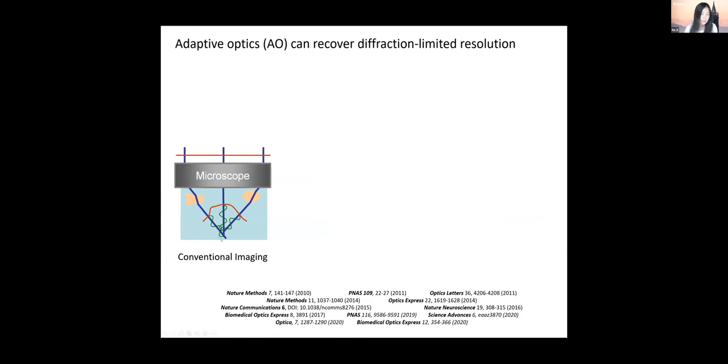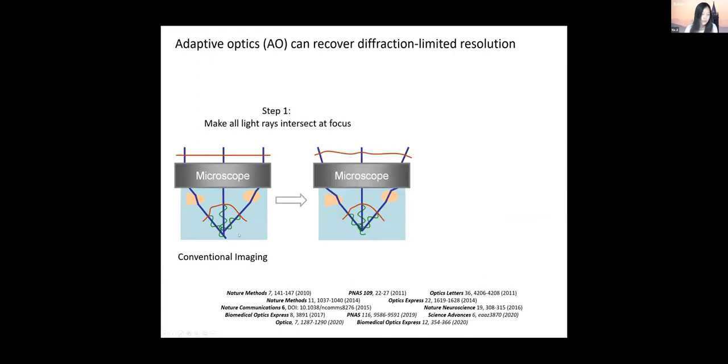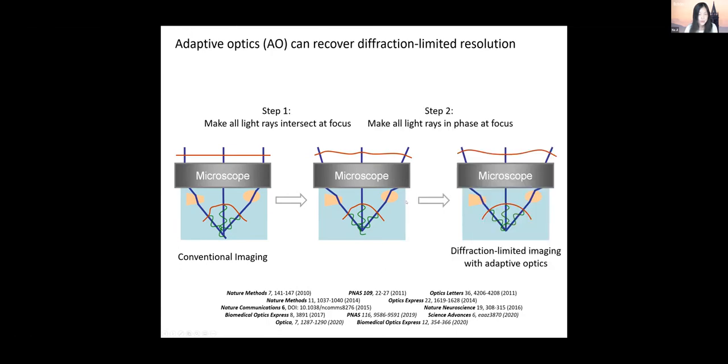Since the problem with sample-induced aberration is that the light rays are not intersecting at the same point, what we first want to do is to measure how far away each individual light ray is from the desired focal position. Once we know that, we can add additional tip and tilt to those light rays so that after passing through the sample, they will intersect at the same point. And then we just need to make sure all the light rays are in phase so that they can constructively interfere to give you a diffraction limited focus.